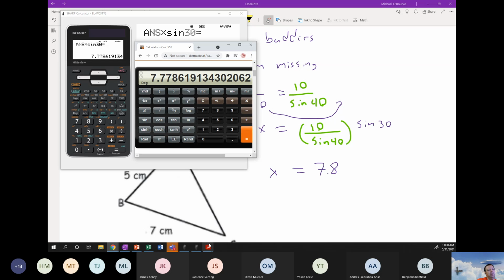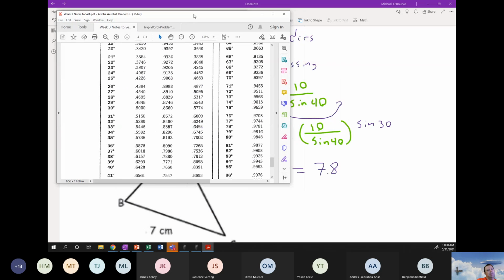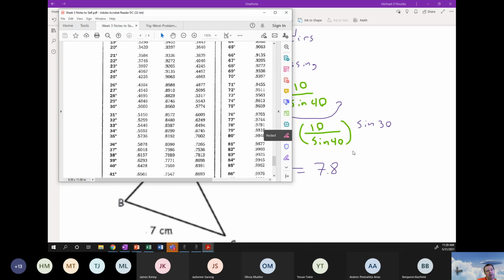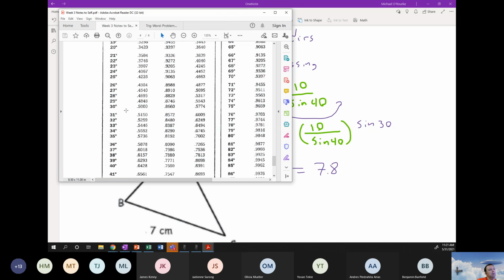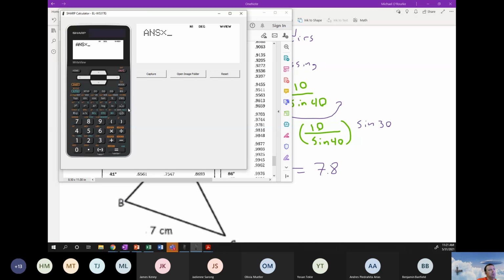And the last thing I could do, if I was using my trig table, I could go 10 divided by, what's sine 40? Sine 40 is 0.6428. So I get in my calculator, go 10 divided by 0.6428, press equals, then multiply it by whatever sine 30 is. Sine 30 is 0.5, times 0.5, and I get the exact same number.